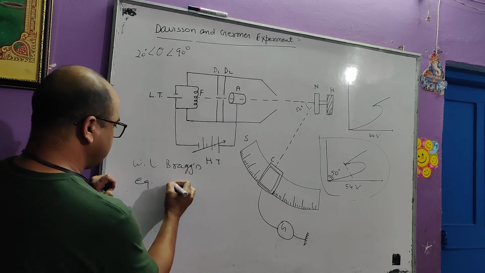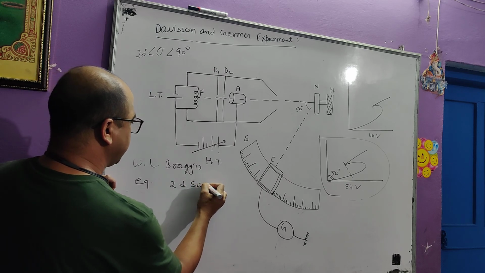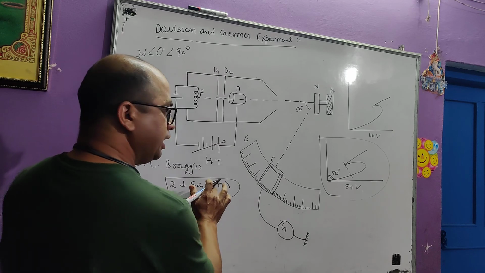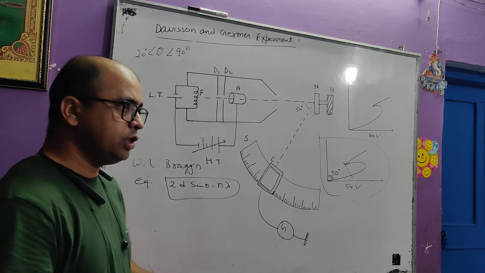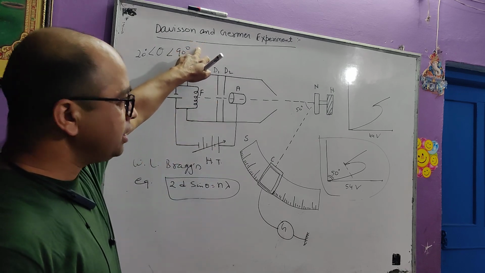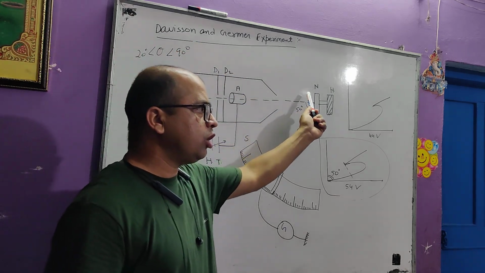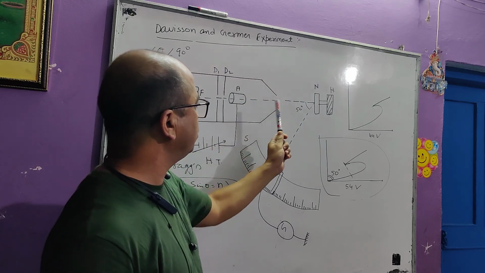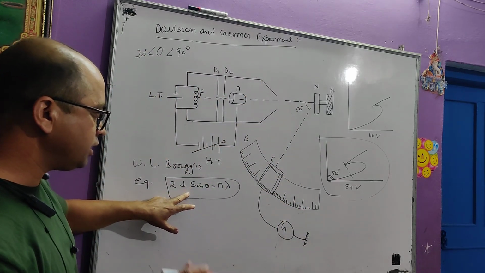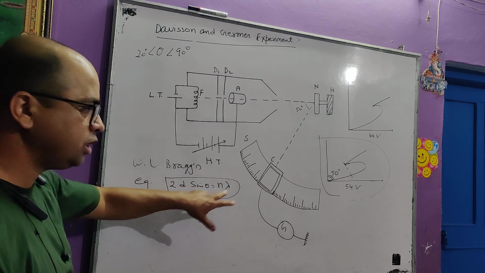Bragg's equation is 2d sin theta equals n lambda. This is Bragg's equation, and it is used for the wave. Davisson and Germer found the wavelength of the electron by considering it as a wave, meaning they found the wavelength of the electron by using this formula.